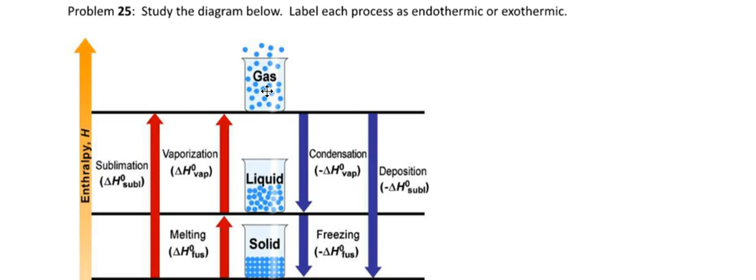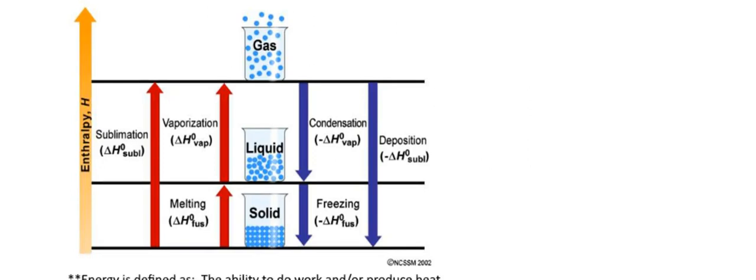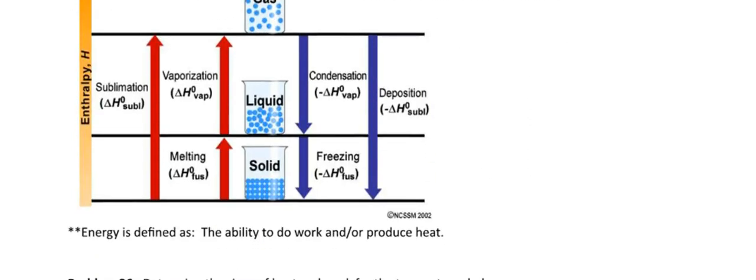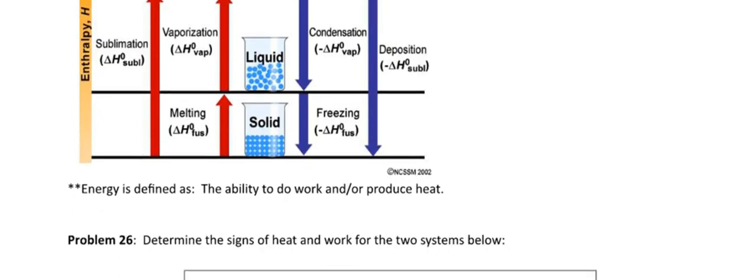The reverse is exothermic. So going from a gas to a liquid or a liquid to a solid, you all have negative delta H's. And we're going to be using these ideas of vaporization and fusion again in a later chapter. So we'll probably come back and revisit this picture again when we hit that section. So again, energy is defined as the ability to work and produce heat.